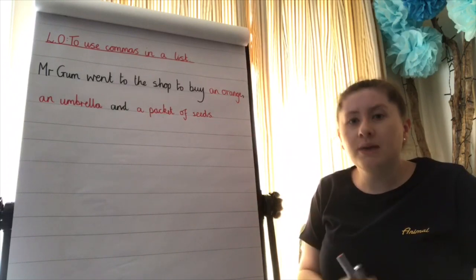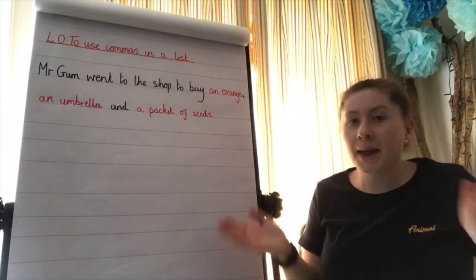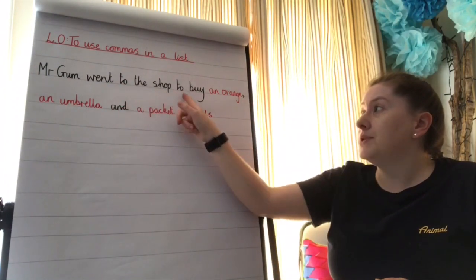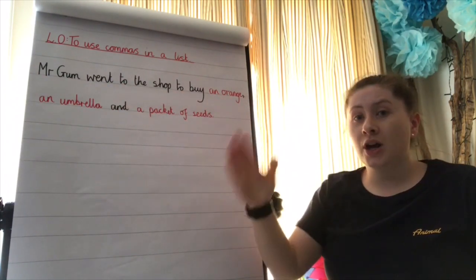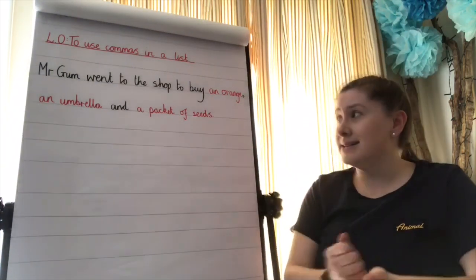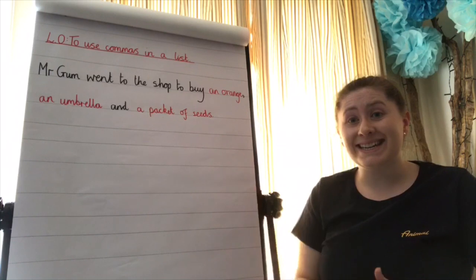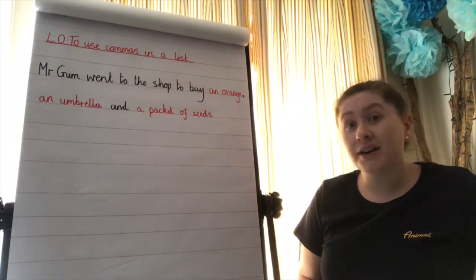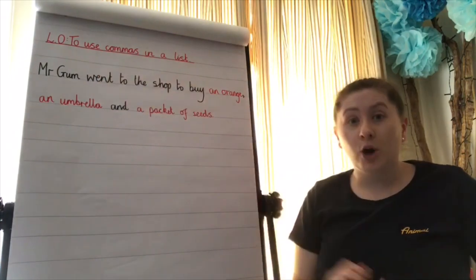Right then, I'm going to read through my work. Can you read it with me? We'll use our noisy punctuation. Mr. Gum went to the shop to buy an orange, an umbrella, and a packet of seeds. Full stop. I'm quite pleased with my sentence, and I know that I've used my commas correctly.